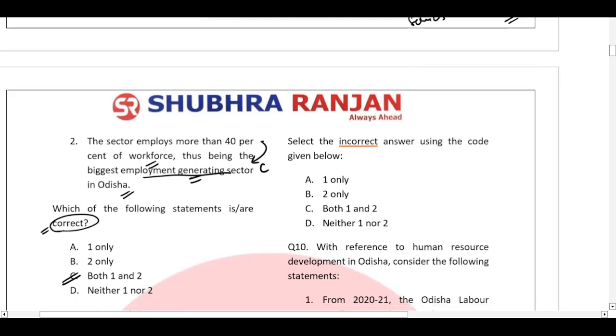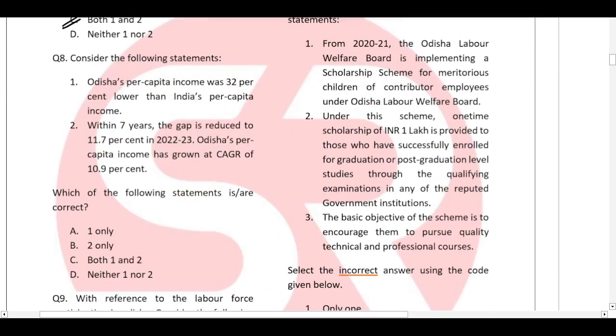Let us move on to the next question. Consider the following statements. Odisha's per capita income was 32% lower than India's per capita income. Within a gap of 7 years, the gap is reduced to 11% in 2023. Odisha's per capita income has grown at a compound annual growth rate of 10.9%.